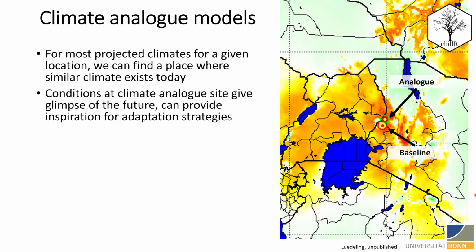So this, I believe, belongs to the same data set. Here's an illustration of what that can look like. We have the baseline location here, shown by the red dot surrounded by a yellow circle. This would be the baseline, a place we would want to adapt. Again, somewhere in East Africa, in Kenya, for that matter.